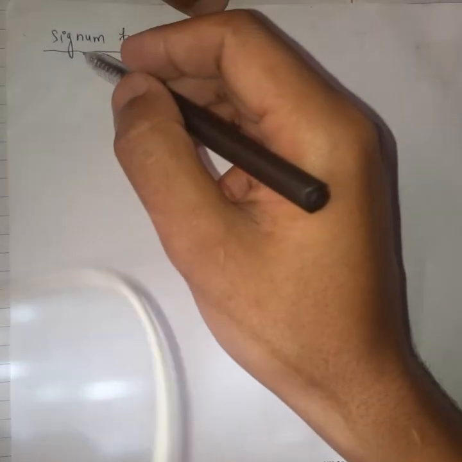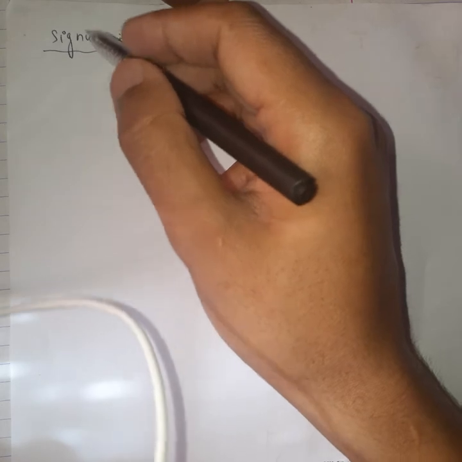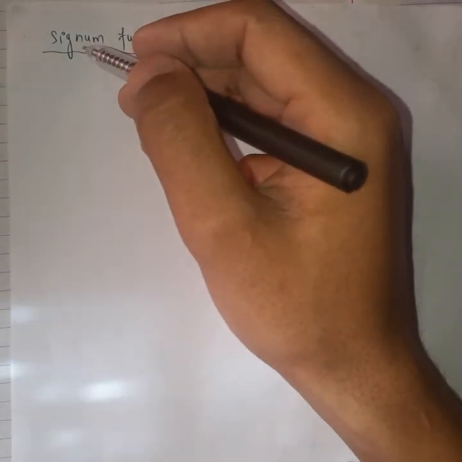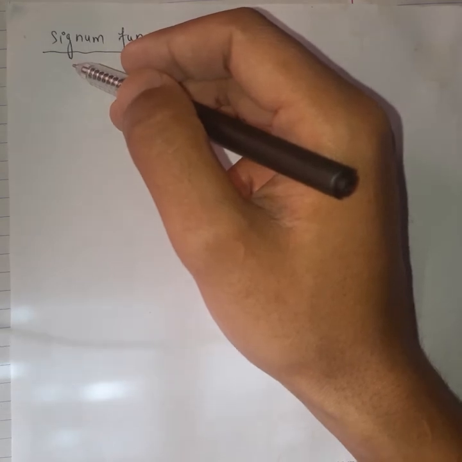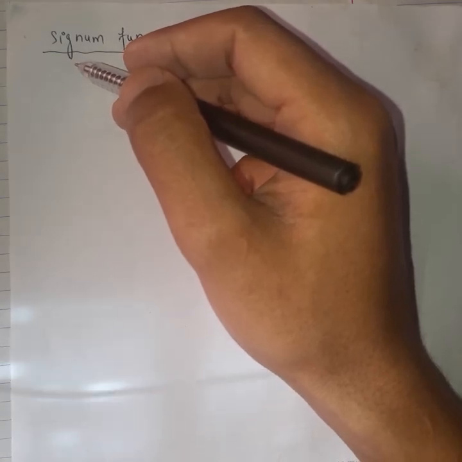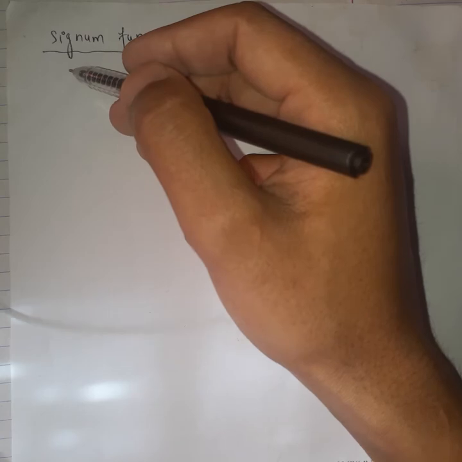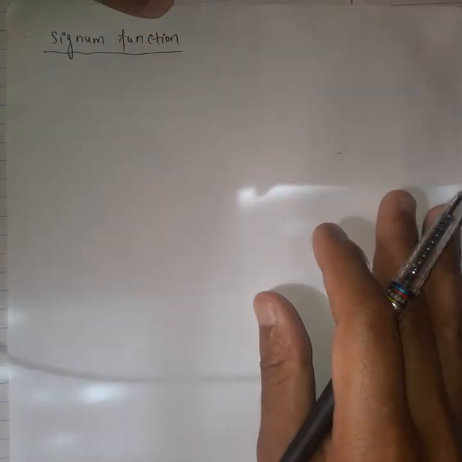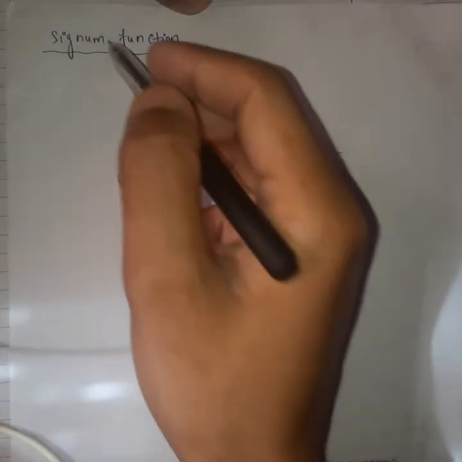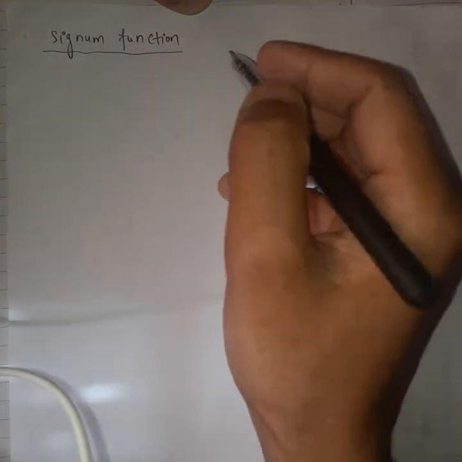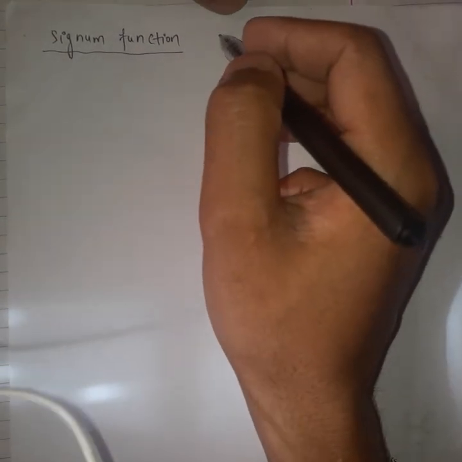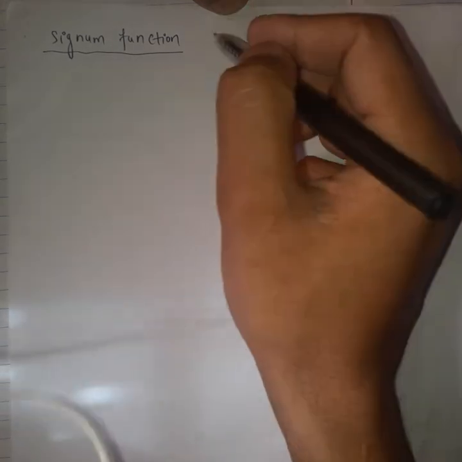The word signum is related to the word sign. The signum function is related to the sign. It is either positive or negative or no sign. So the name signum is given to this function. Signum means the sign, positive, negative, or zero. Let's define the signum functions.